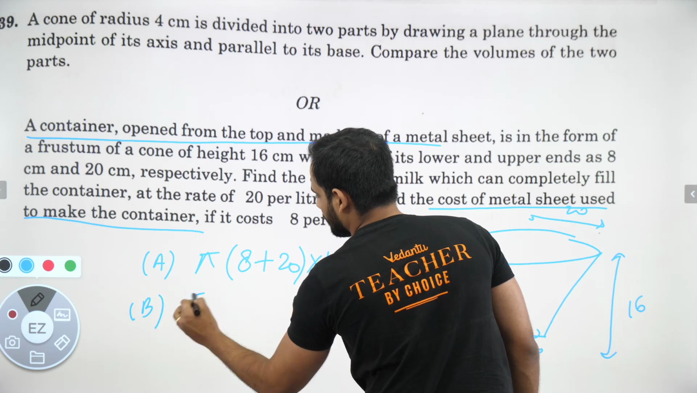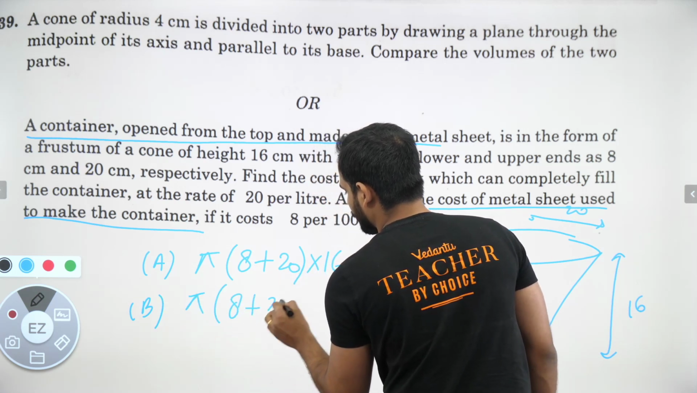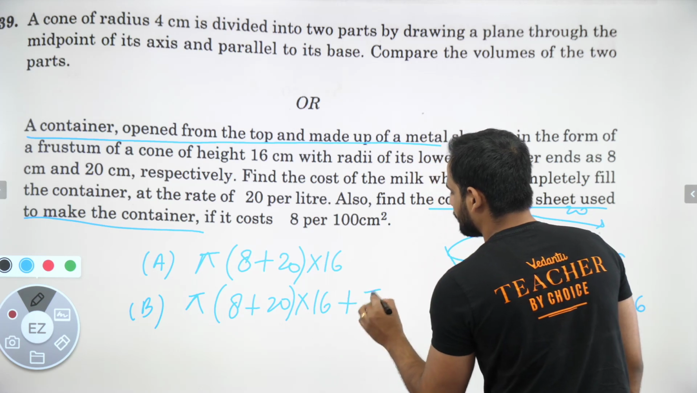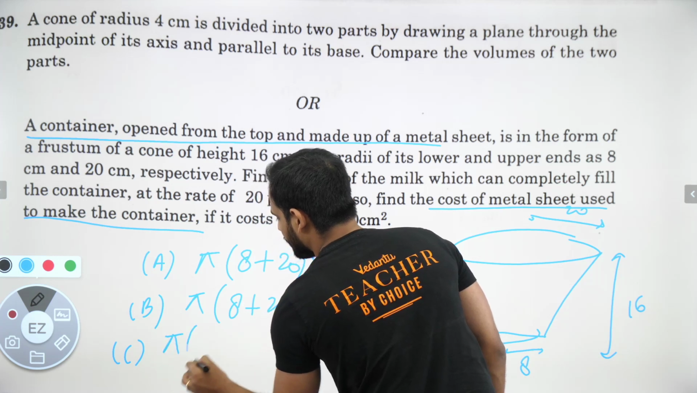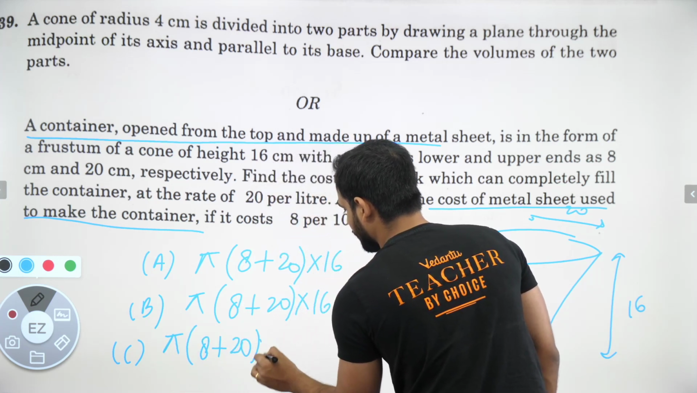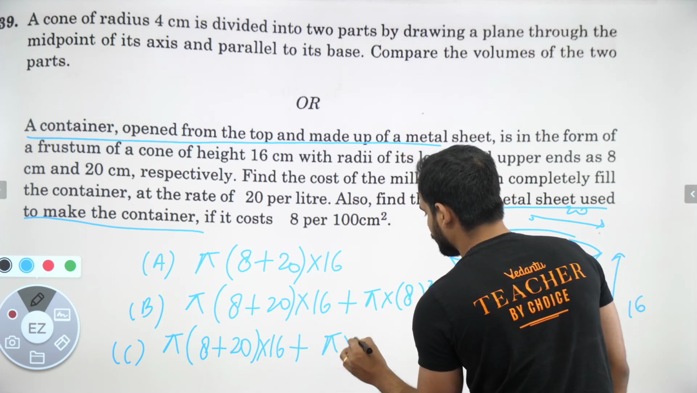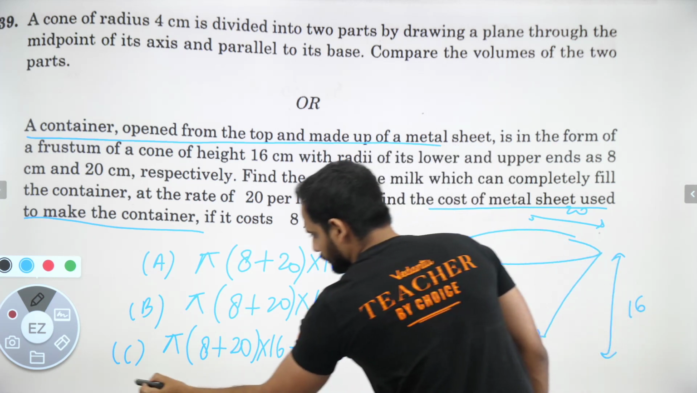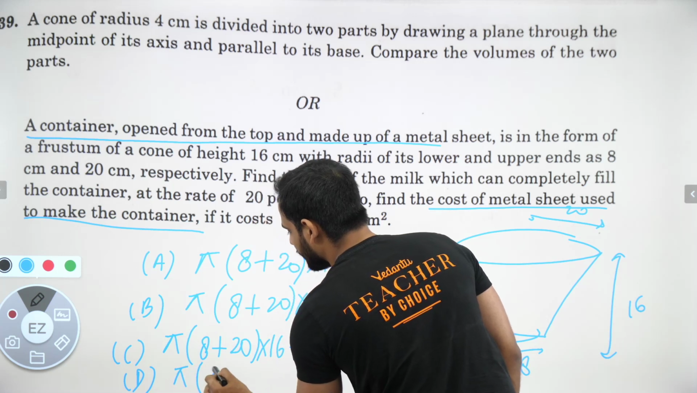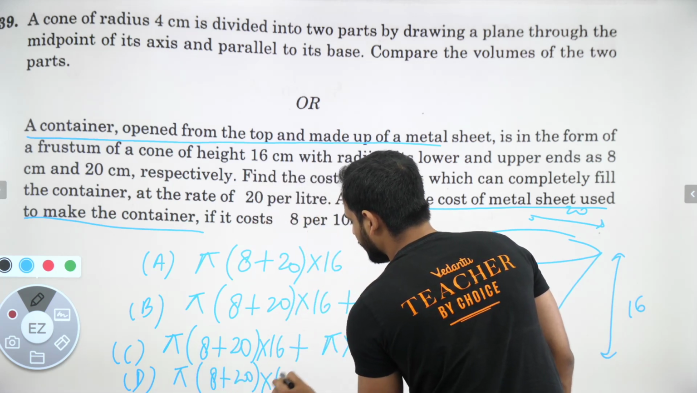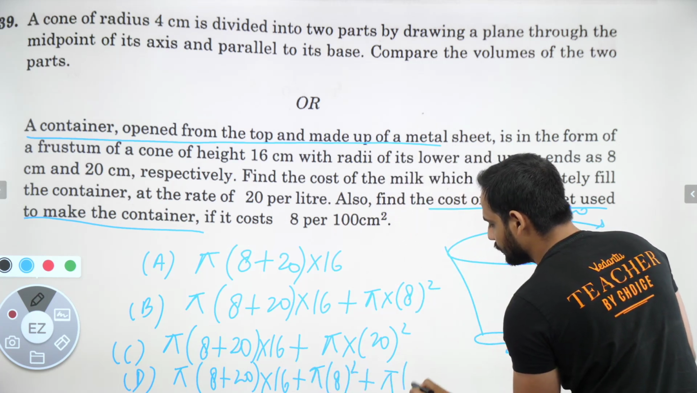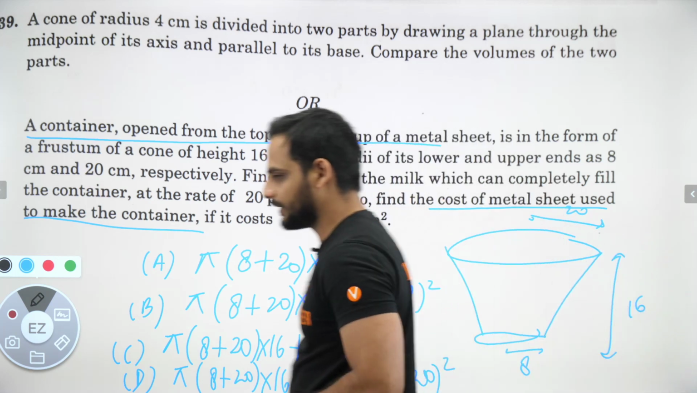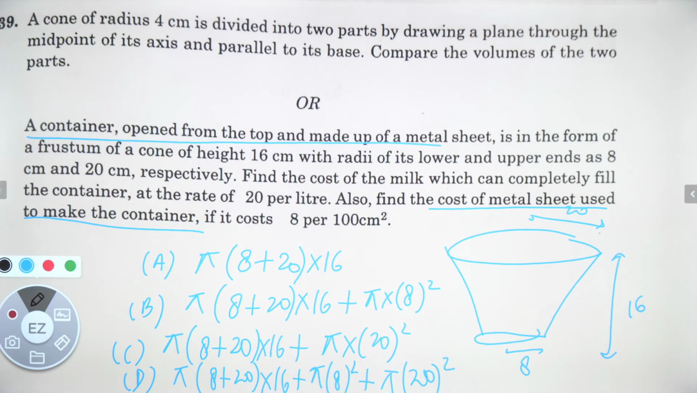Second option, pi into 8 plus 20 into 16 plus pi into 8 square. Option C, pi into 8 plus 20 into 16 plus pi into 20 square. Option D, pi into 8 plus 20 into 16 plus pi into 8 square plus pi into 20 square. जल्दी से बताओ which option will tell me correctly the sheet, the area of the sheet used. Which one? जल्दी से बताओ.